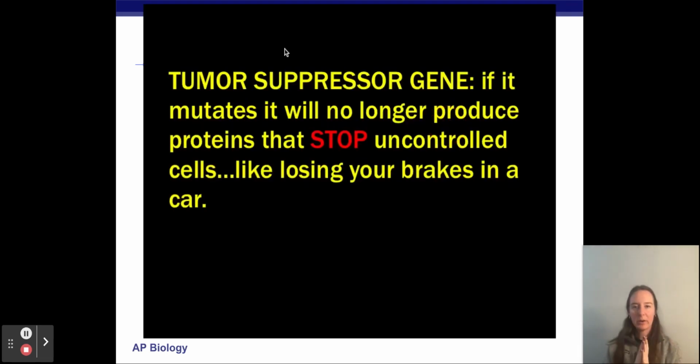Okay, so we talked about proto-oncogenes. Now we'll talk about tumor suppressor genes. So a tumor suppressor gene is normal. It's good. It stops tumors from growing. It stops a cell from not being able to regulate its cell cycle. But if this gene mutates, it will no longer produce proteins that stop the uncontrolled cell cycle. So tumor suppressor genes, normally they're good. They act like brakes to the cell cycle. They put on the red light saying stop. But if you lose this ability, if you can't step on the brakes, then again, your cell will continue to divide without anything controlling it.